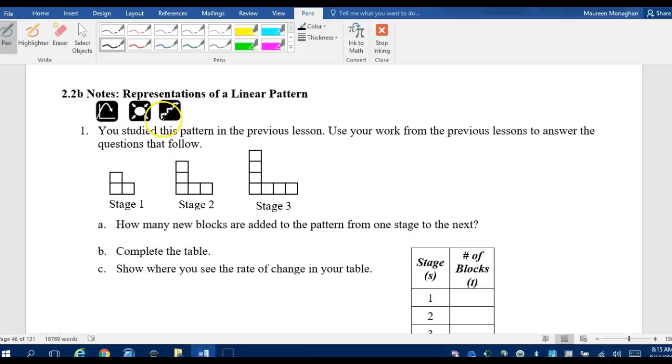The purpose of today's lesson is to show representations of a linear pattern. Now they're referencing the previous lesson, but we didn't go over that. But if you want to look back at that, feel free.